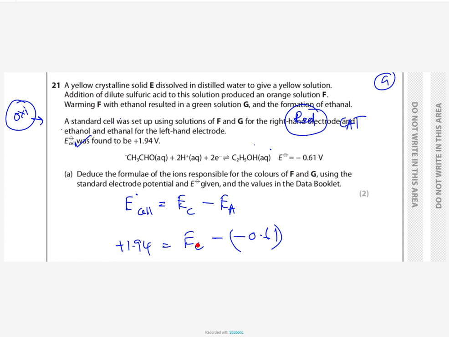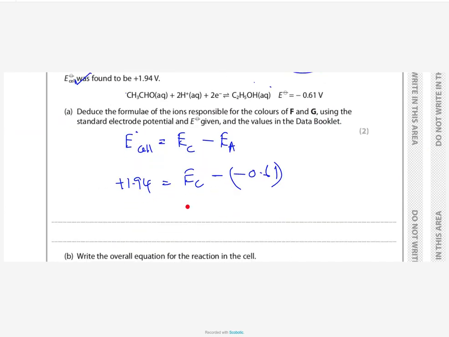Right? So what will be the answer here then? Now this is the cathode, right? Cathode equation. Reduction has occurred. Reduction is what? Cr 6 plus to 3 plus. So we'll see that later, right? So what is the answer here?